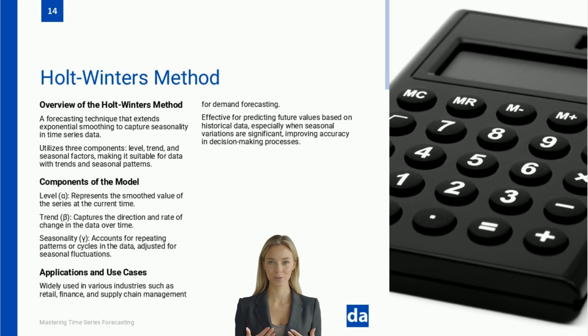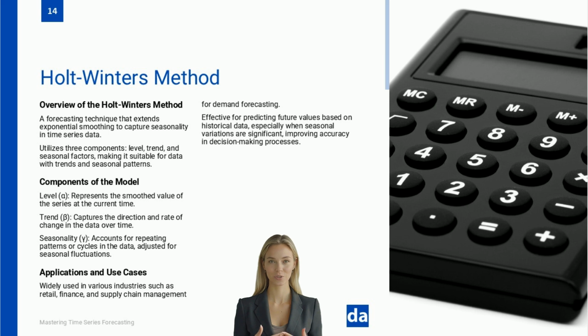Now let's break down these components. The level, denoted as α, represents the smoothed value of the series at the current time, providing a baseline for our forecasts. The trend, β, captures the direction and rate of change in the data over time, allowing us to understand how the data is evolving. Lastly, seasonality, γ, accounts for the repeating patterns or cycles in the data, which is crucial for adjusting our forecasts to reflect seasonal fluctuations.